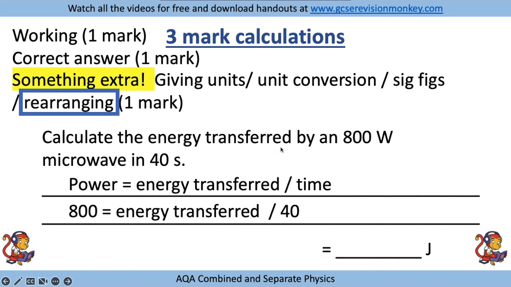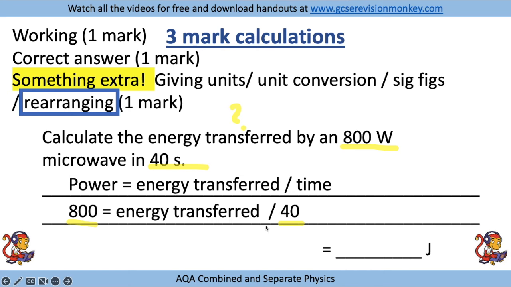So this time we've been given the power and we've been given the time, but we don't know the energy transferred. So write down the equation, power equals energy transferred over time. Write in the numbers for power, write in the words for energy transferred, write in the number for time, and then that will at least get you that first mark. And then just give it a go at rearranging it.